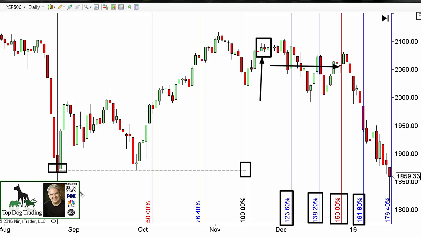All right, and basically what I did here was I drew it from this low to that low, and that's what you're doing. It's basically a cycle type of tool. It's not going to catch every cycle high and low.